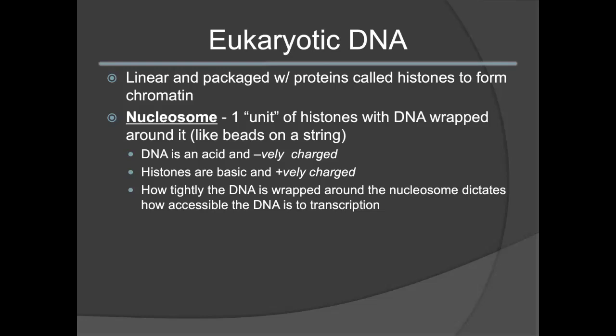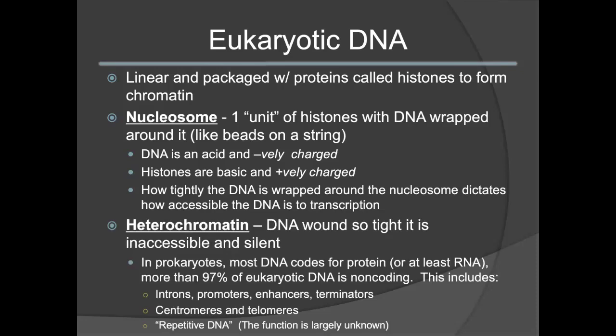How tightly the DNA ends up wrapped around the histone protein will dictate how accessible it is to the process of transcription and translation. We usually term accessible DNA as euchromatin. However, if the chromatin ends up being wound up very, very tightly, to the point that it is inaccessible and considered to be silent, we would then term that DNA as heterochromatin.